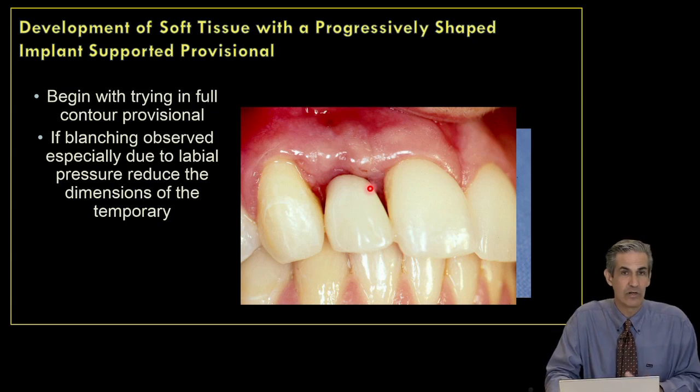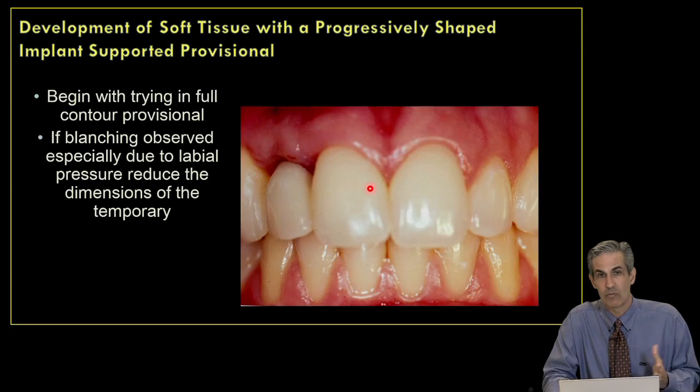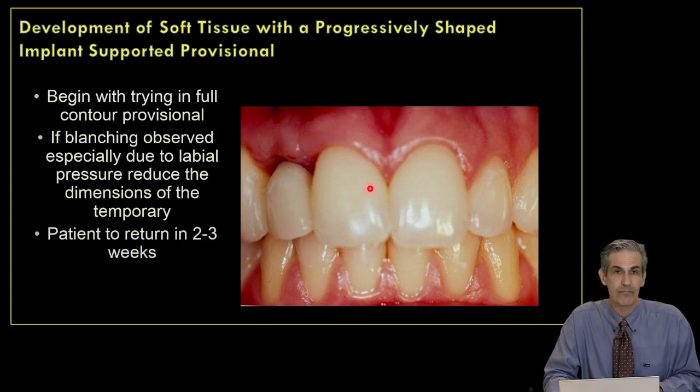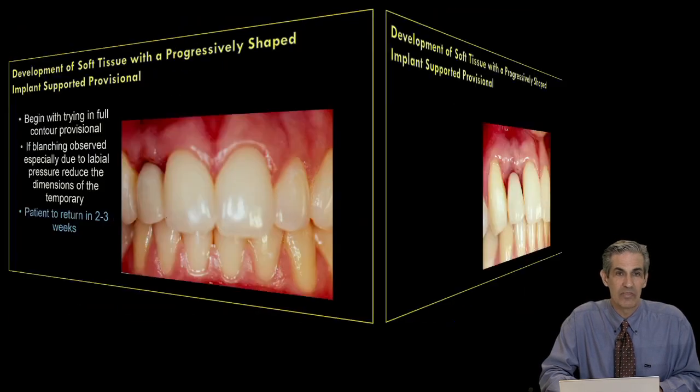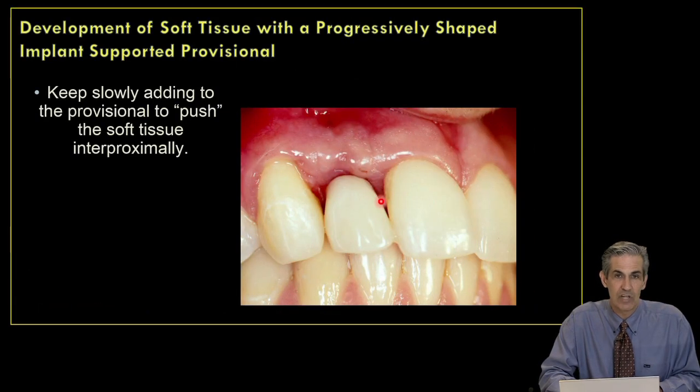We're going to wait at least a month and see what happens. And the patient returns after that point. We just want to see what we have and decide where we're going to go from that point. And we notice at this point that things do look a little bit better. We're starting to develop some tissue between the natural tooth and the implant. We haven't lost anything labially.